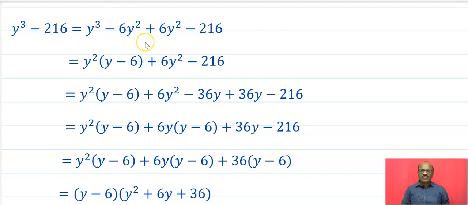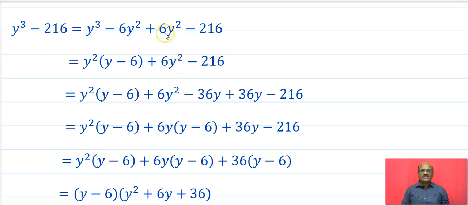Then what should be my next term? My next term must be minus 6y². Then this -6y² and +6y² adjust here, -216. If I take y² as a common, then in the bracket you will get y minus 6. This is the first part.